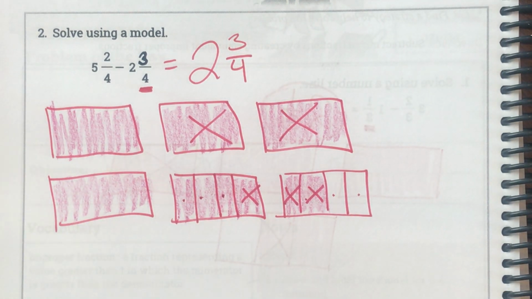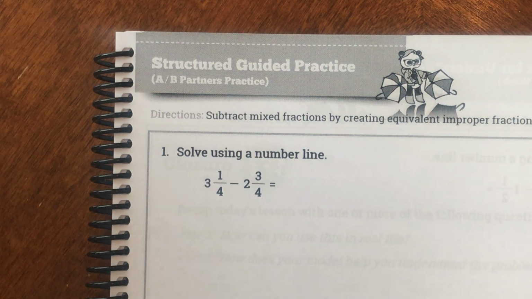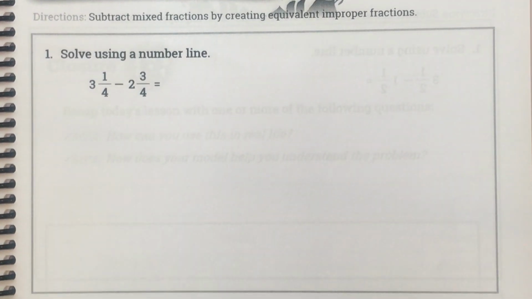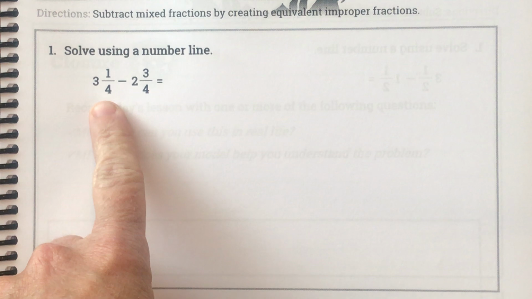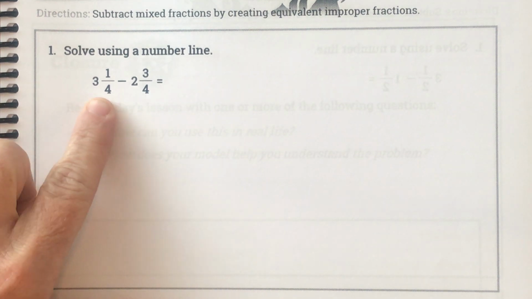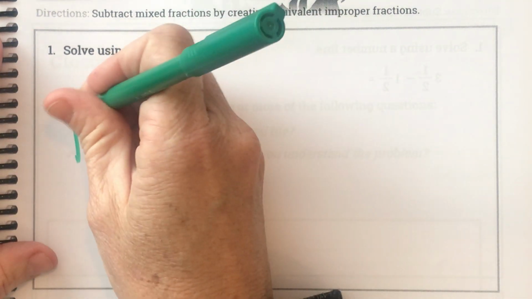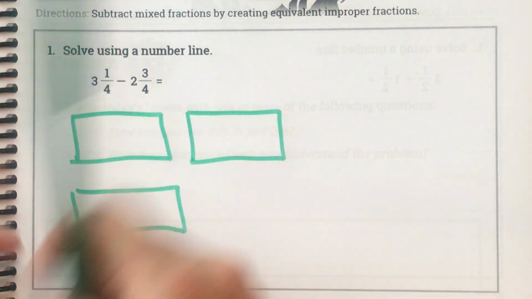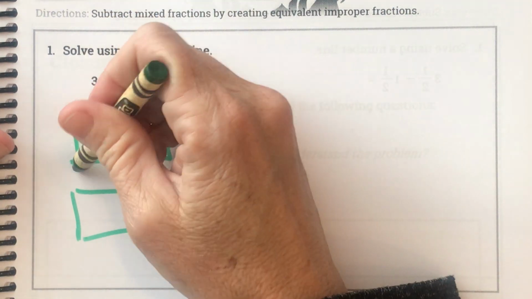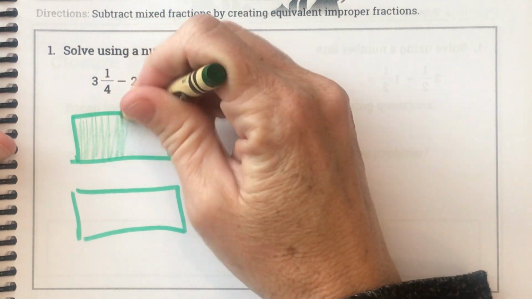Okay, let's try some of these together. Make sure you have something to shade with. We are on page 132. Okay, I realize it says to solve using a number line, but we're not going to do that. We're going to do something different. Okay. So our first step is we're going to draw our minuend, draw what we have. So we have 3 wholes, 1, 2, 3 wholes. Shade those in.